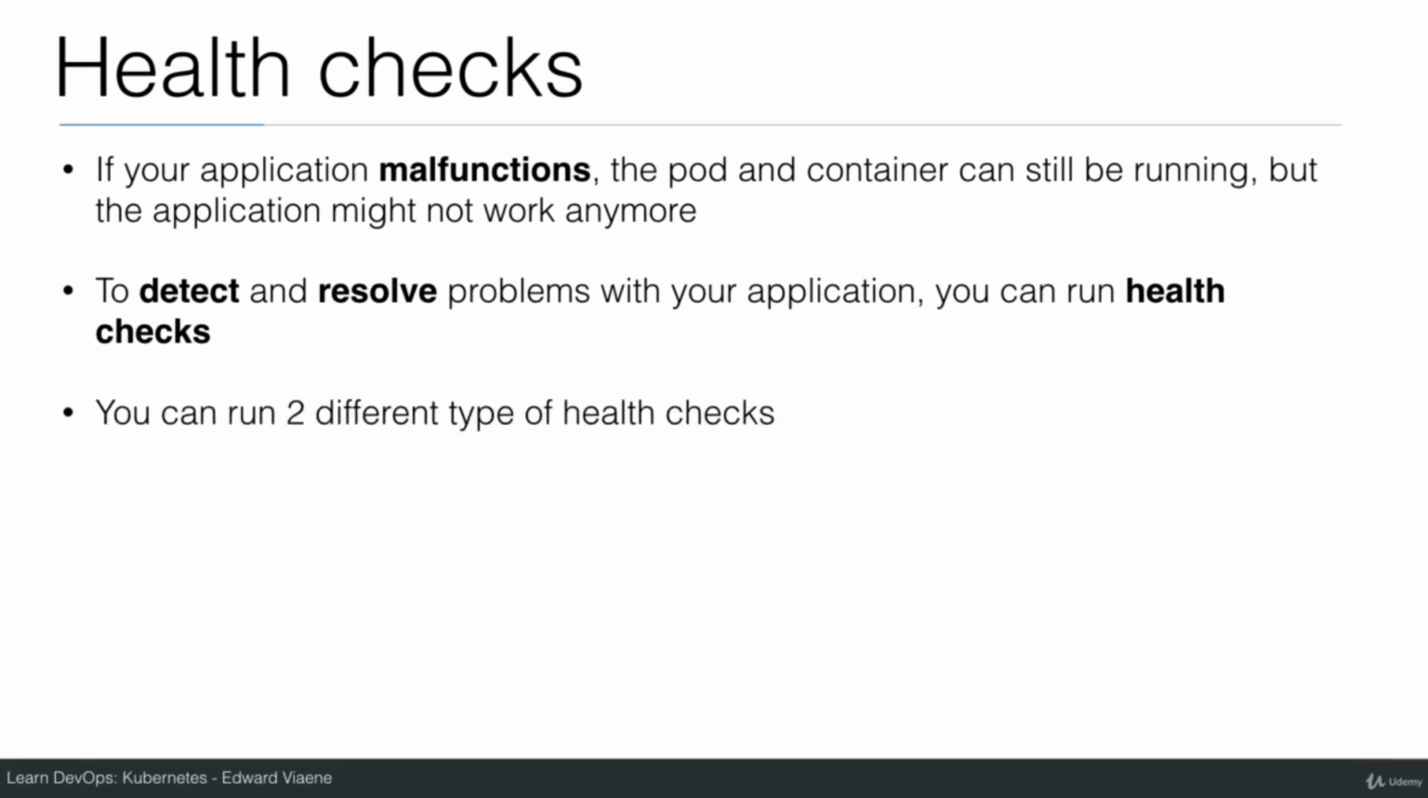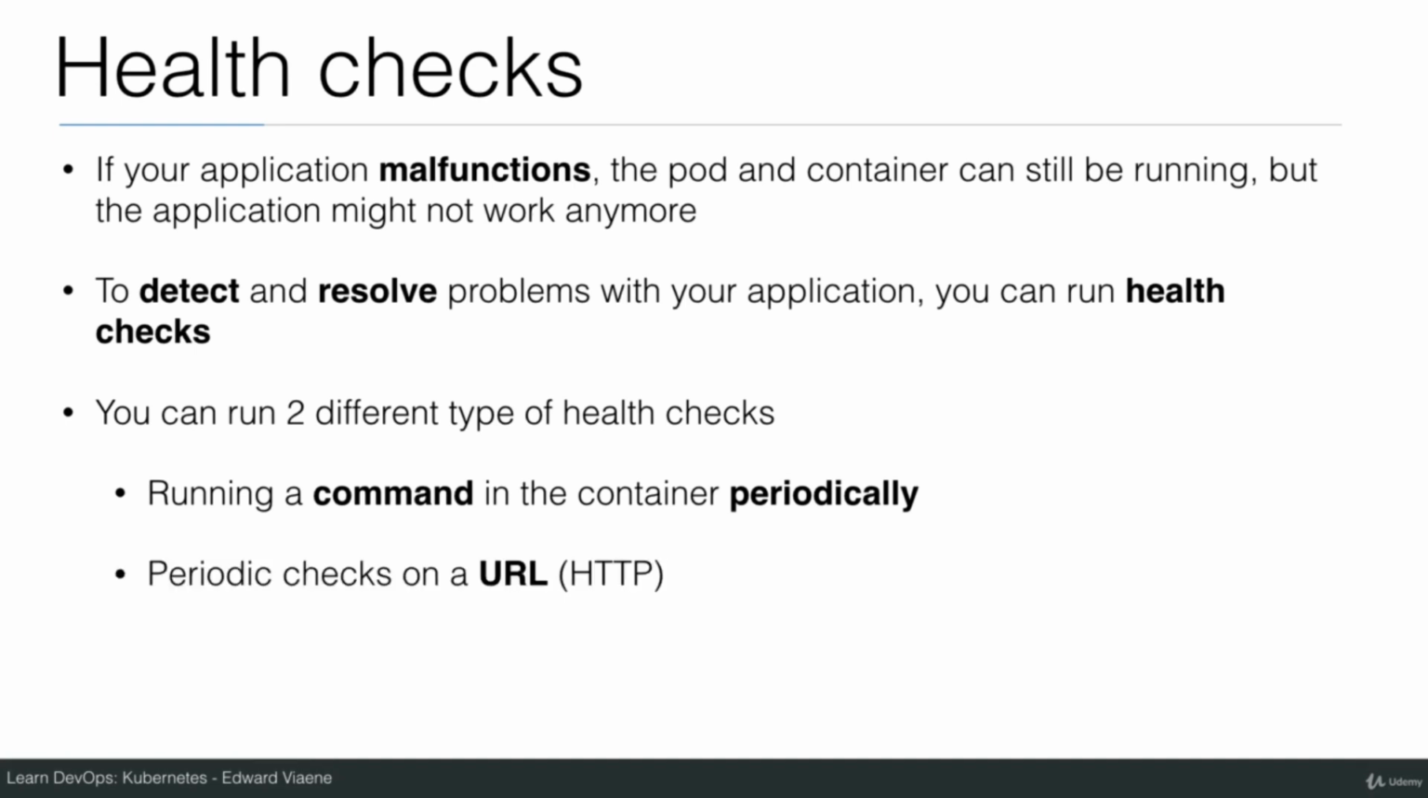You can run two different types of health checks. The first one is running a command in the container periodically. You're just going to execute a command within the container to check whether your container is still working. The other one, and the one that is used most of the time, is periodic checks on a URL using HTTP. Your app probably is going to expose an interface. Using periodic checks on that interface, you can check whether your app is still healthy.